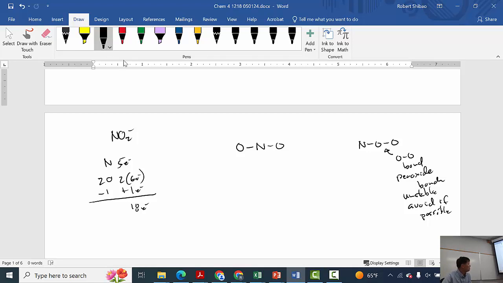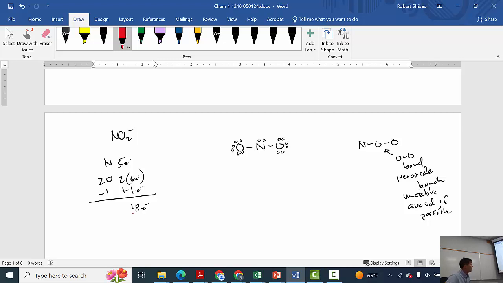Okay, then I have 18 electrons. I've used 2, 4. I've used 4 of them. So what we do is we try to complete the octets to the peripheral or terminal atoms. And so this is 2, 4, 6, 8. 8 times 2 is 16. I've used 16, and that leaves me with 2 electrons left over. So do I have an octet around nitrogen?